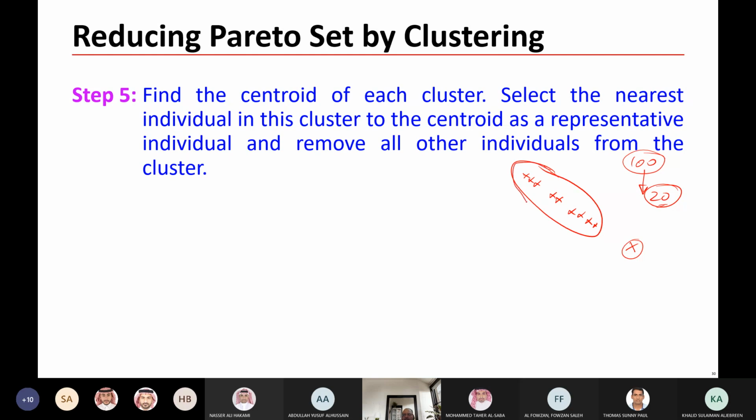So if this is the cluster, you can get the centroid maybe here, and you can, of course, select the nearest solution to the centroid as the representative. So we will take this one and we eliminate all the others here.